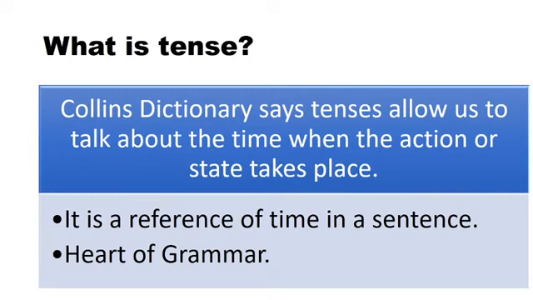First, what is tense? You know the definition, but still, Collins Dictionary says tenses allow us to talk about the time when the action or state takes place. This is the dictionary reference. But in very layman terms, tense is simply a reference of time in a sentence, and it is the heart of English grammar. Not only of English grammar, it is the heart of any grammar, any language. Tense is the basics to use the language properly.